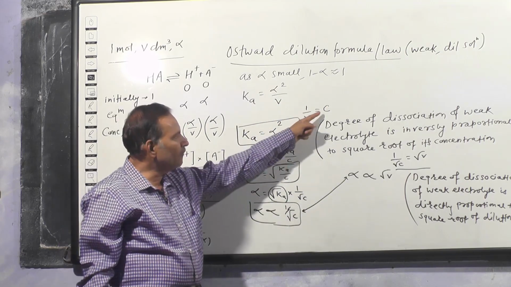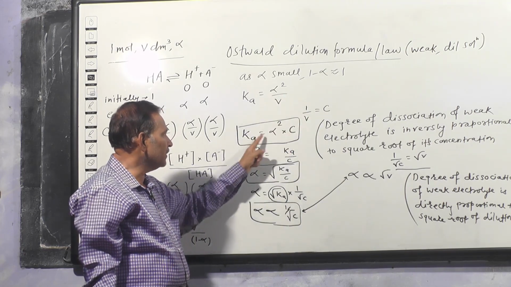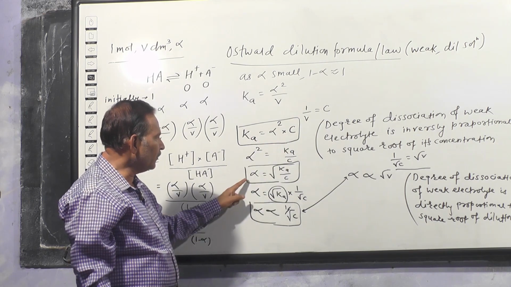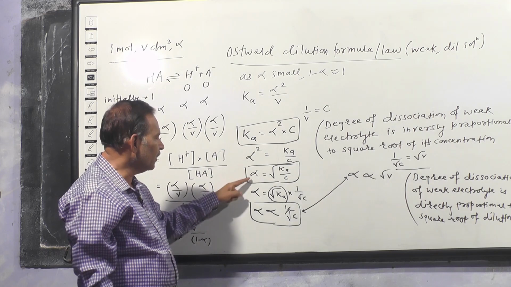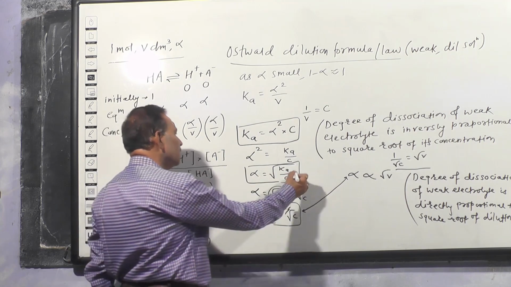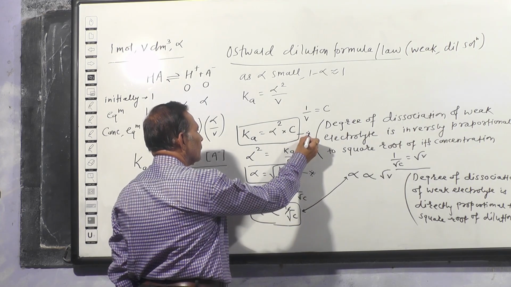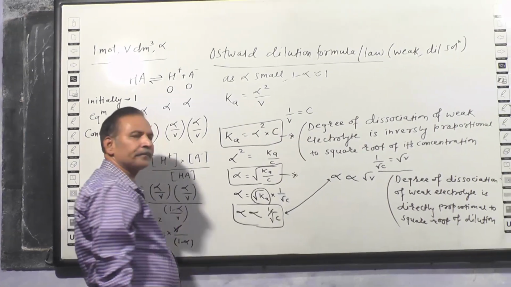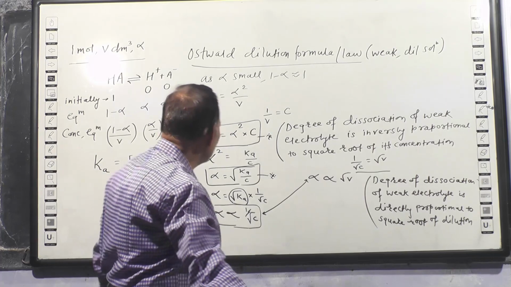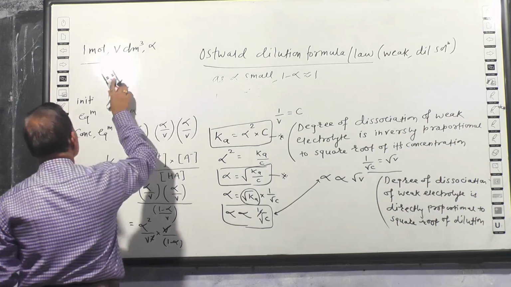So 1 by V is equal to C, or 1 by C is equal to V. So replacing 1 by V by C, Ka is equal to alpha square into C. In this way, by solving this, we finally reach this formula: alpha is equal to root of Ka divided by C. This formula is important in solving problems afterwards. So this is the application of the Ostwald dilution formula to a weak acid.